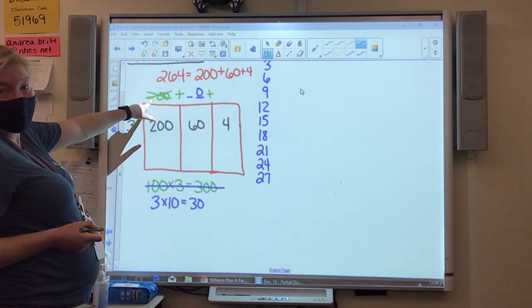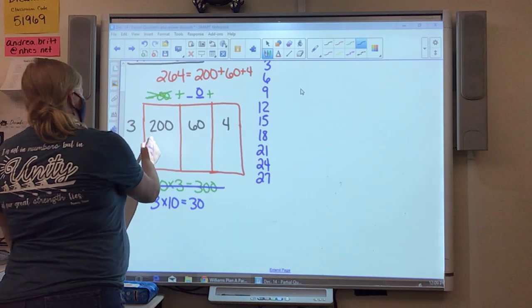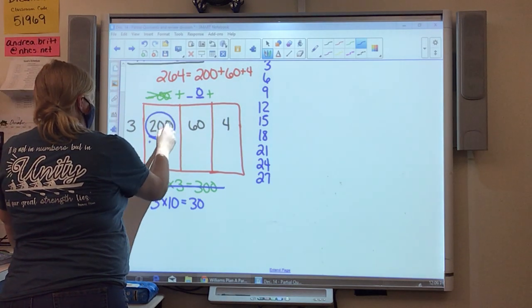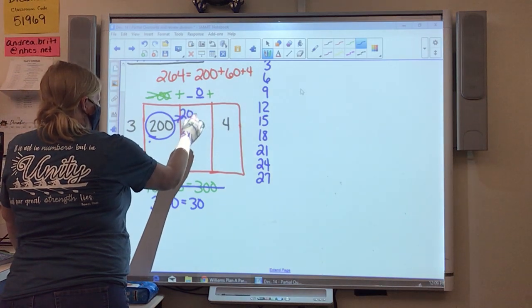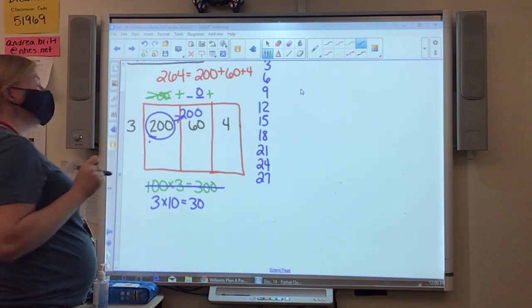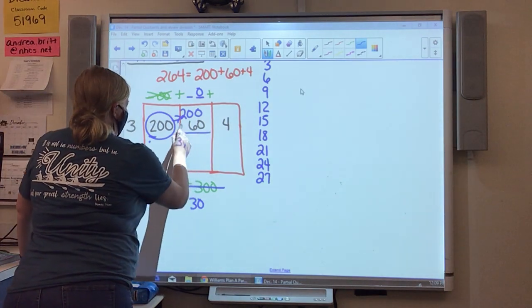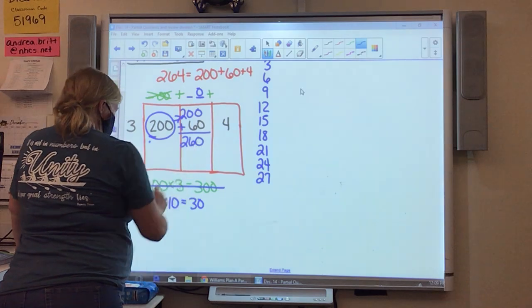The hundreds didn't work. So what do I have to do? I've got to move that 200 over. So I take this entire amount and I move it over. So now I don't have 60 over there, I have 260. I add these two amounts together, and I have 260.